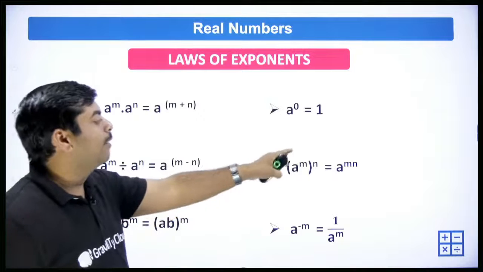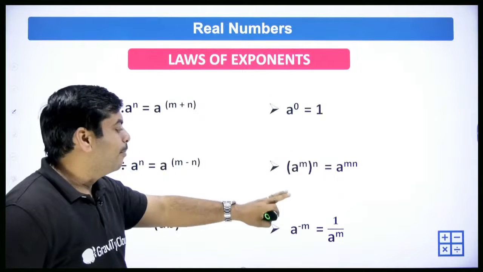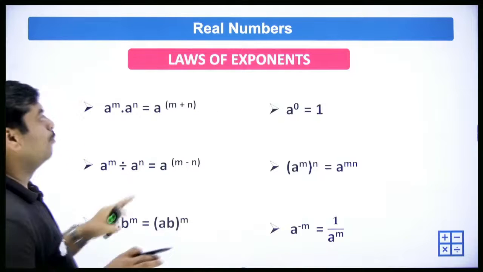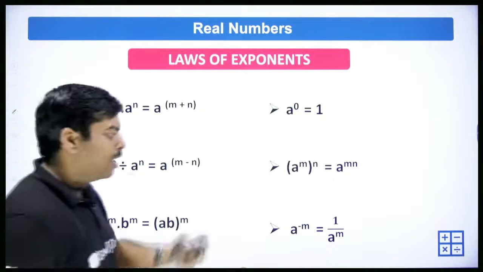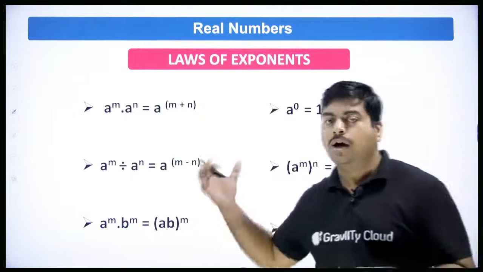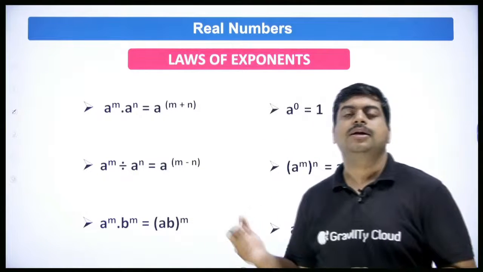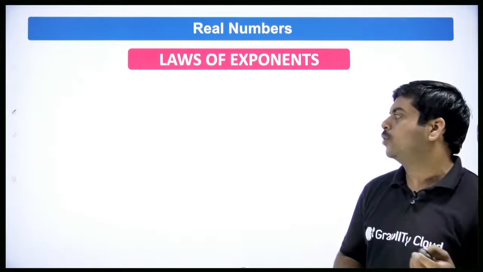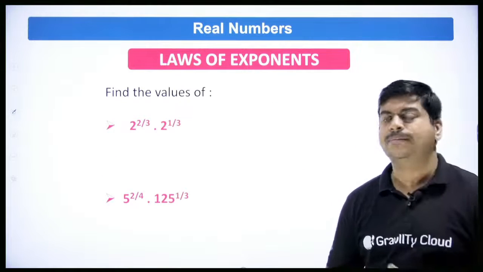a power m whole power n is a power mn. a power minus m is equal to 1 by a power m. These are the most important laws of exponents. We have a couple of other laws which will be derived from these. So these are the major things, and we also discussed a couple of problems yesterday. One or two once again just for quick reference.